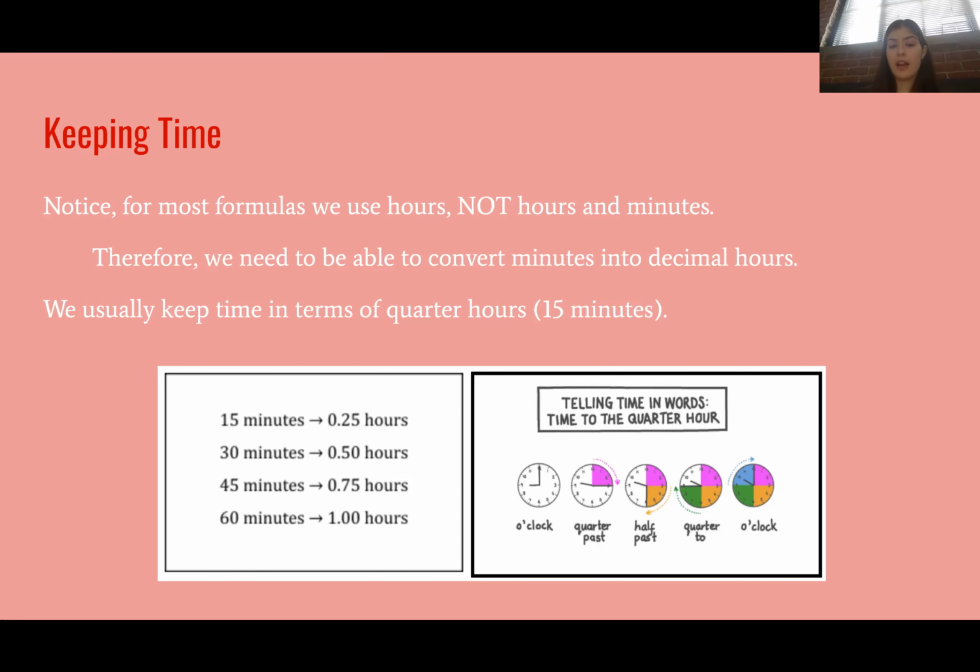30 minutes is half an hour or 0.5 hours. 45 minutes is 3/4 of an hour or 0.75 hours. 60 minutes is one whole hour, so 1.0, right? 60 minutes is 1 hour. You don't need the decimals after that. All right, so this is going to help you make sure that you're converting time properly and that you're adding together all of your total hours worked correctly as well.